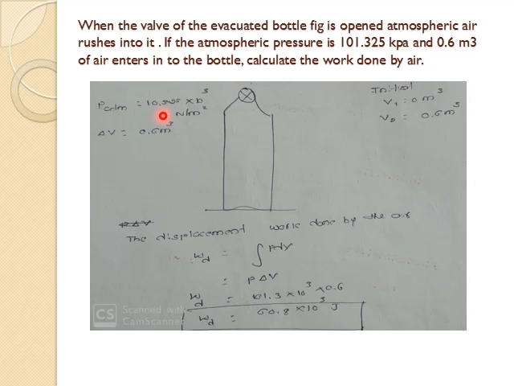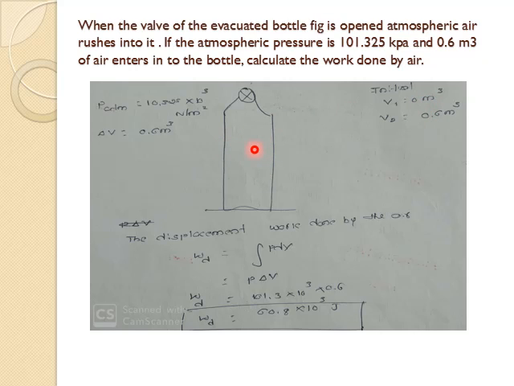Atmospheric pressure is given as 101.325 kilopascal, or you can convert this into Newton per meter square. Then the change in volume is 0.6 meter cube. How do we say that the change in volume is 0.6 meter cube? You can clearly observe that the initial volume will be 0, because initially there was no air here. That is why the initial volume of the air V1 is assumed to be 0.